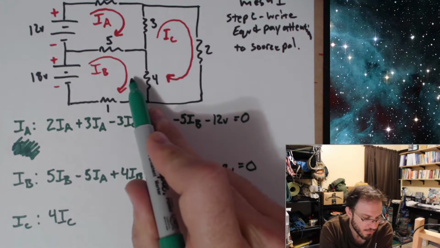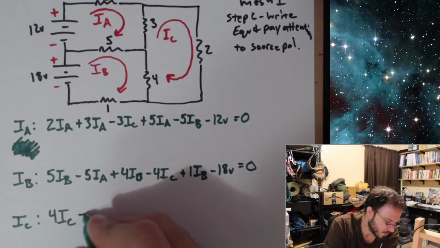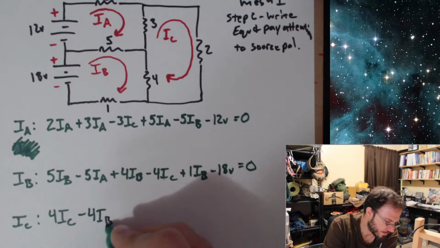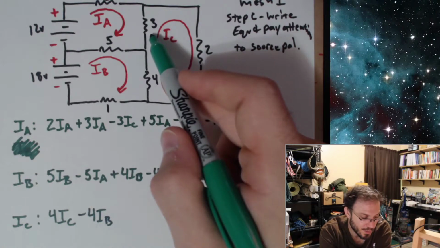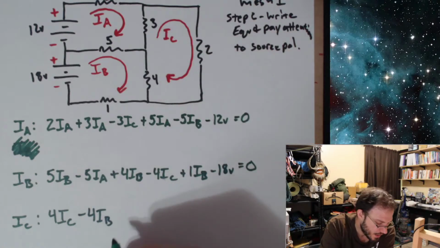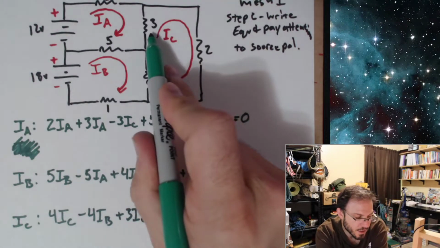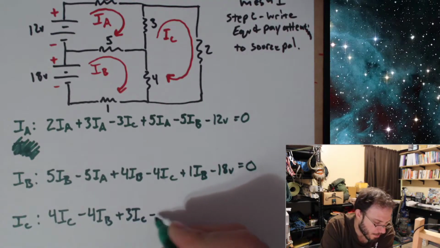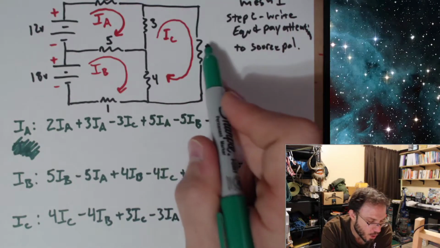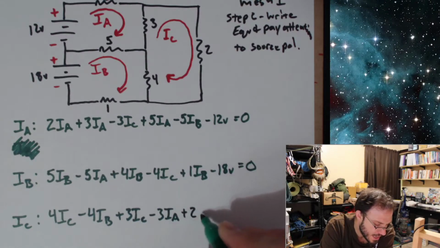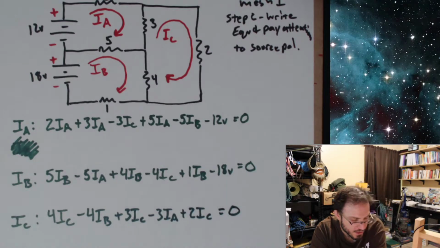However, we also have IB involved. IB is going opposite of IC, therefore minus 4 IB. We're done with the 4 ohms. Keep going, and notice now we hit the 3 ohms, so 3 IC. IA is also involved, going in an opposite direction, so minus 3 IA. Keep going around. We hit the 2 ohms, plus 2 IC. And we're back at where we started. Set the whole thing equal to 0.